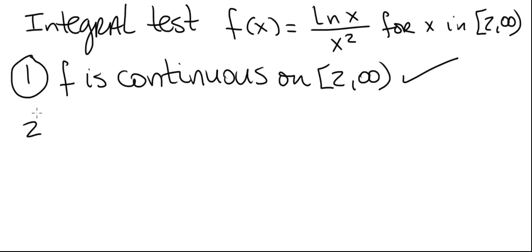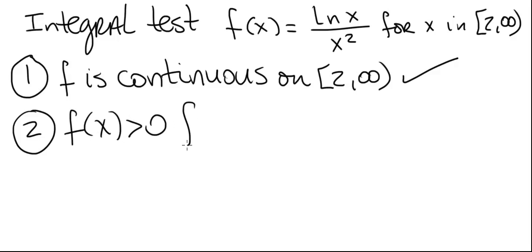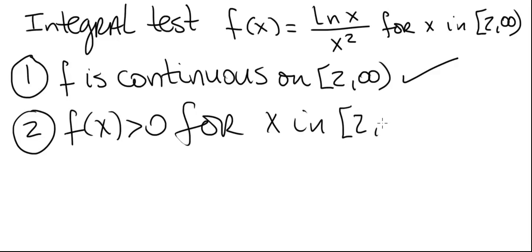Second condition we must verify is that f of x is greater than 0 for any x in this interval 2 to infinity. When we look at this function, the numerator is positive for anything greater than or equal to 2. The denominator is positive, and the quotient of two positive numbers is always positive. So the second condition is true.